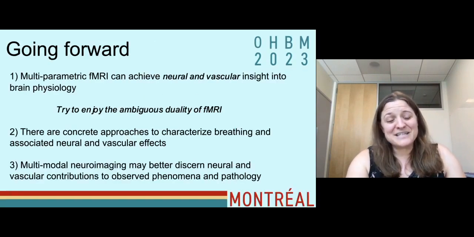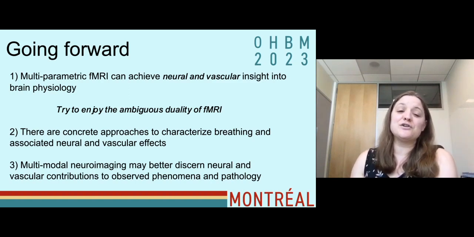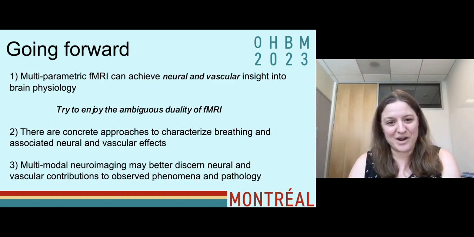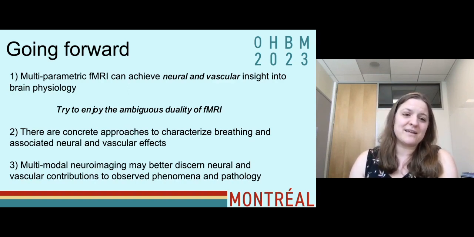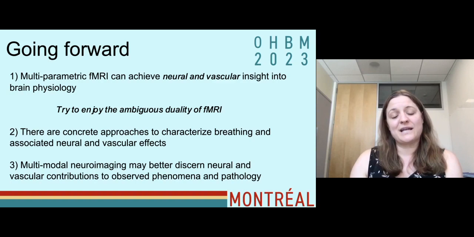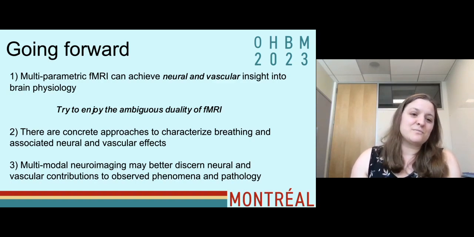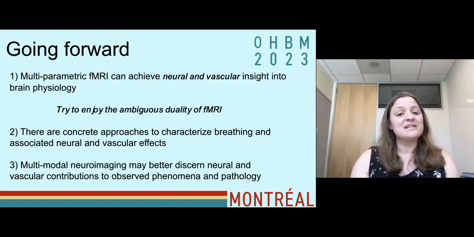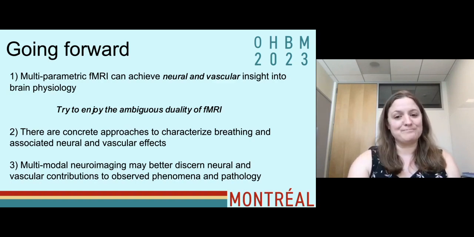So going forward, I encourage you to try more multiparametric fMRI to achieve insight into neural and vascular properties. So basically, try to enjoy and embrace the ambiguity and duality of fMRI signals. There are also many concrete approaches to characterize breathing and really go after the associated effects in your data. And then finally, we may need to just continue to embrace multimodal neuroimaging to better discern neural and vascular contributors to the phenomena we observe in our neuroimaging data and any potential pathology.